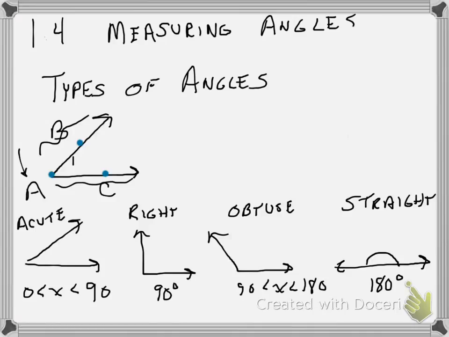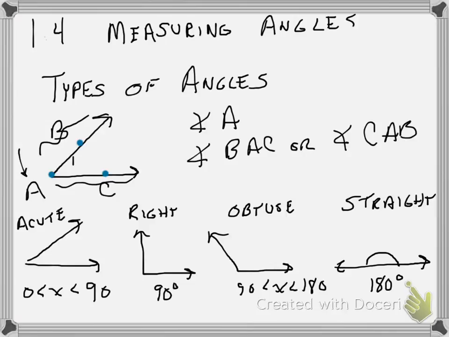Okay, there's a couple names you can name this. I could call this angle A when you name it by the vertex. I can call it angle BAC or angle CAB. Notice that the vertex is in the middle of the angle every time you name it. And because of here, I can also call it angle 1 if I wanted to.